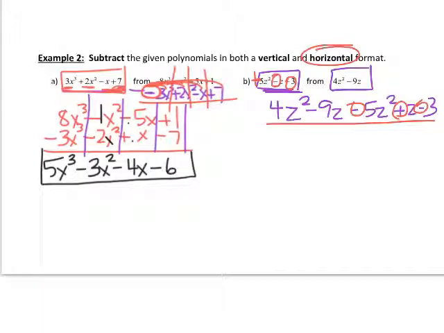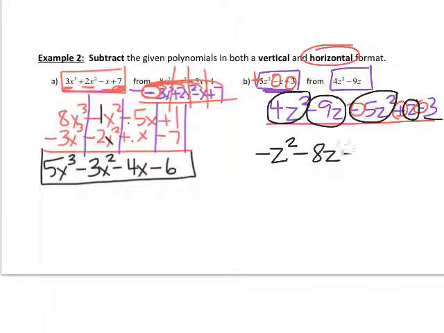So I'm going to find things that are alike. This 4z squared is like this negative 5z squared, and I'm going to combine those. That's going to be negative z squared. Then I'm going to have negative 9z and positive z. That's negative 8z. And then I have a negative 3 over here.